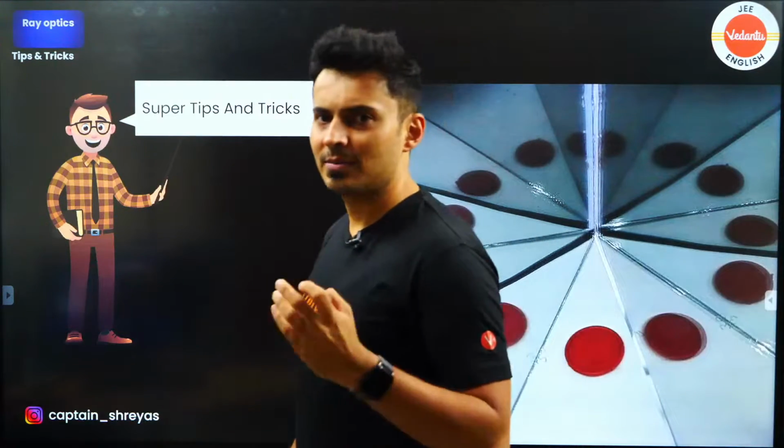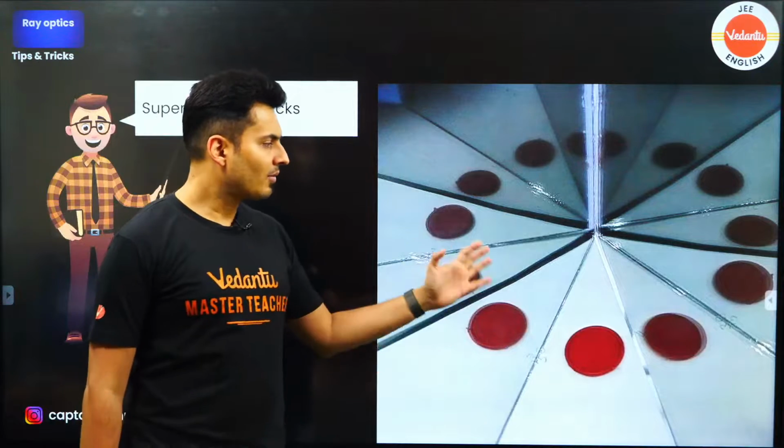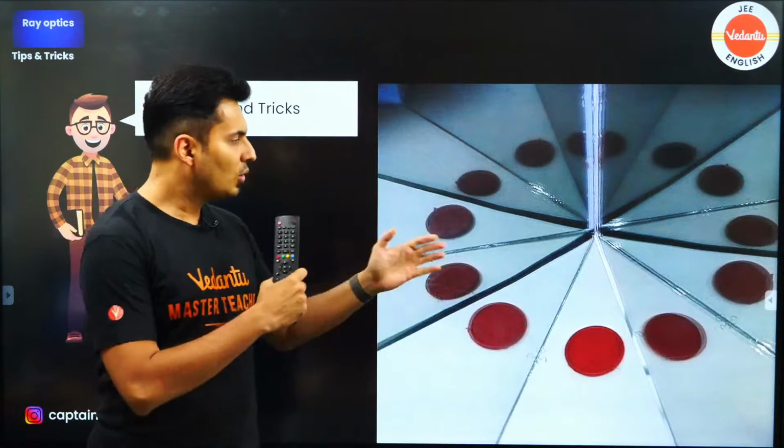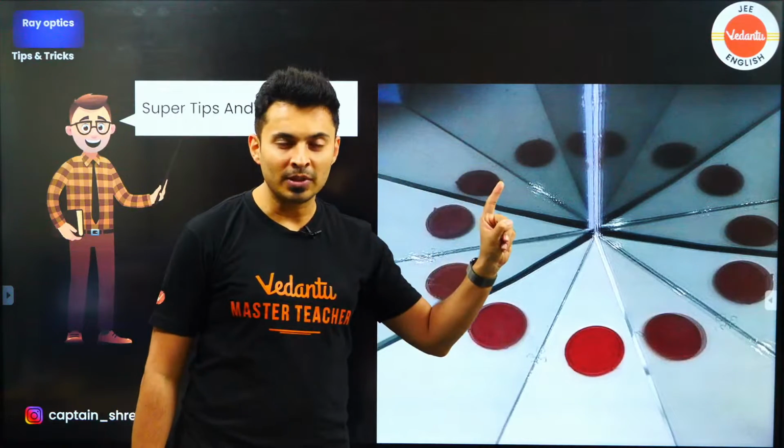So let's start with some super tricks. Especially, let's start with this kind of problem where you have two inclined mirrors, and you place an object, and then there are multiple images formed.